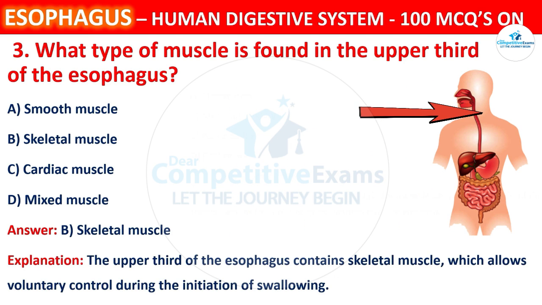The upper third of the esophagus contains skeletal muscle, which allows voluntary control during the initiation of swallowing.